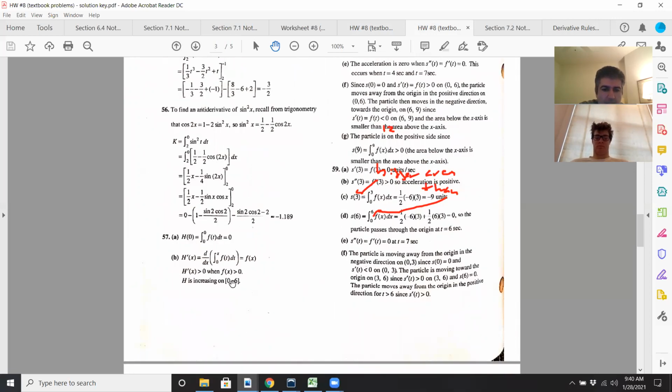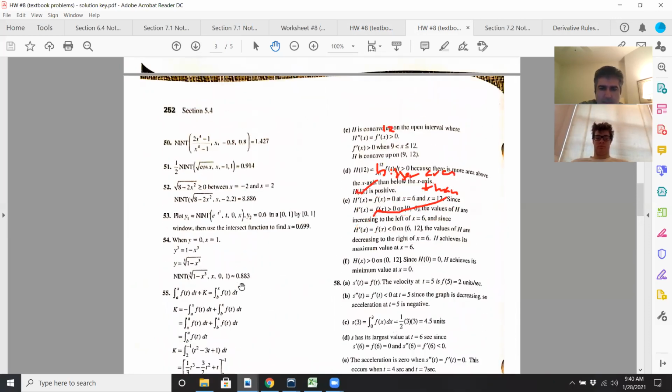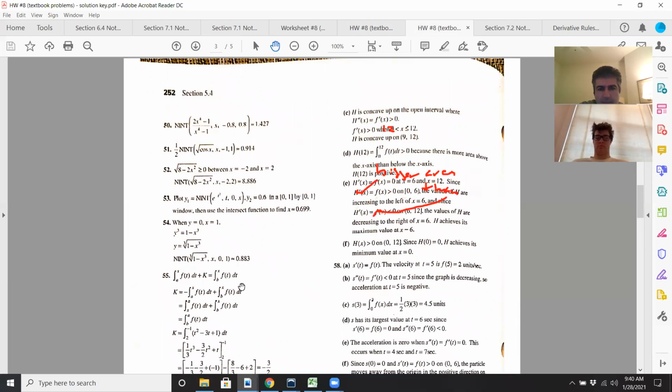Yeah, 0. Yeah, increasing from... not sure why they include the 6 though. That doesn't make too much sense to me. That 6 should not be included. Concave up, it looks like an open interval. The 12 should be included. Anyway, it's positive, there's more area above the x-axis than below.